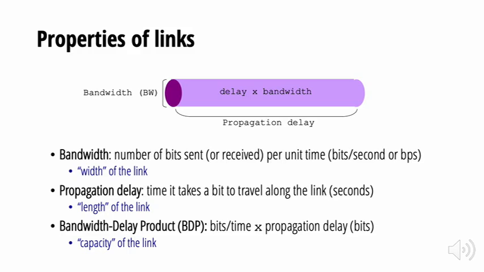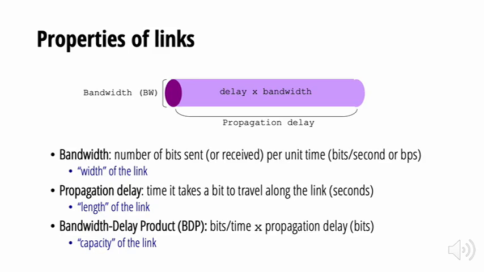Going back to our analogy of a water pipe, if I did not take any water out of the pipe, if I blocked it at one end and filled water in, how much water could I put into that pipe? That's the BDP, or the capacity of the link. If I cut the link at the two ends and looked at it, I could see how many bits I could pack onto that link, how much information is actually on that link. That's the BDP.